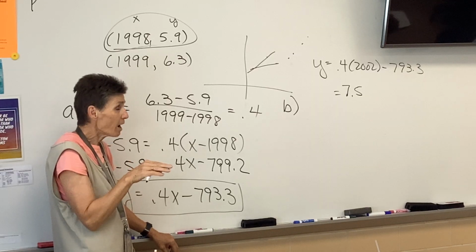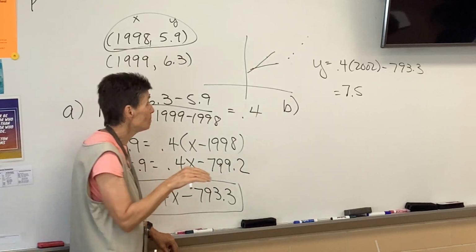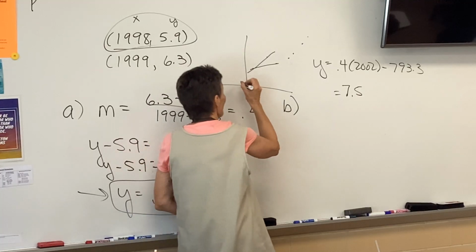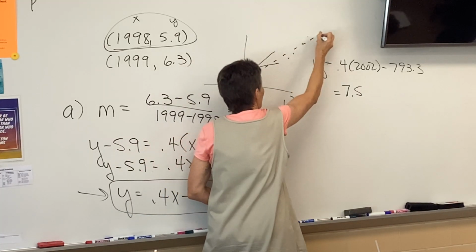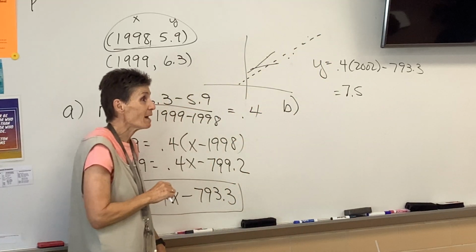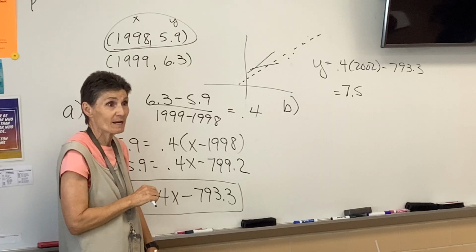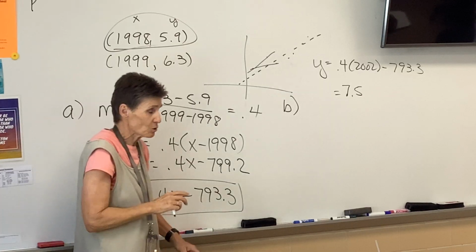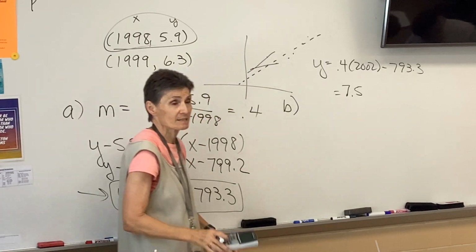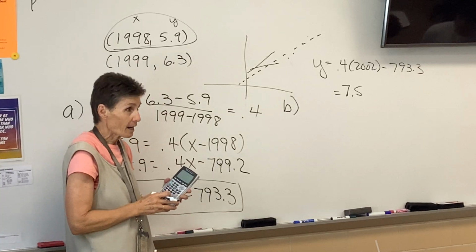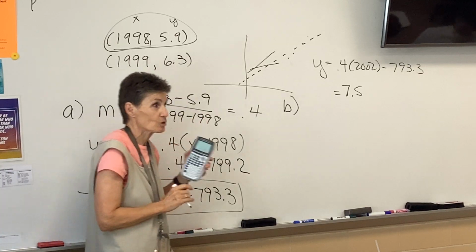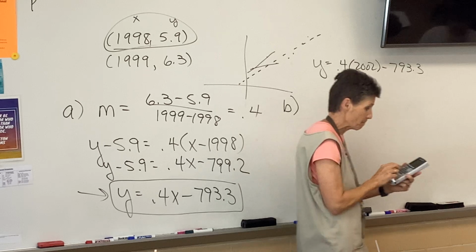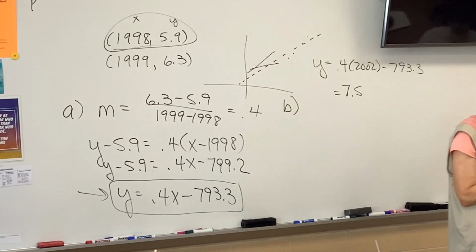So your job as a statistician would be to find the line that fits the data points the best. It's called the line of best fit. And when I was your age, you had to do that by hand, and it's not fun. You guys get to use your calculator. So let's talk about this for a second. Let's get our calculators out.